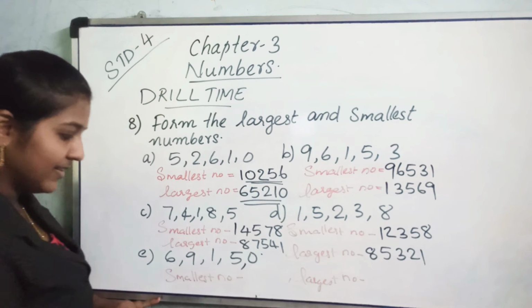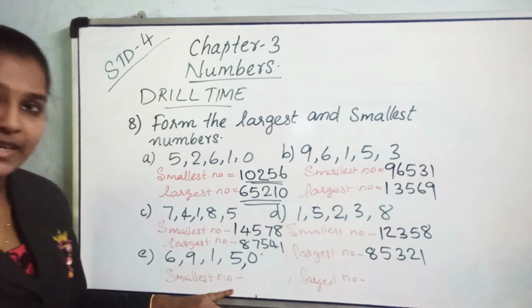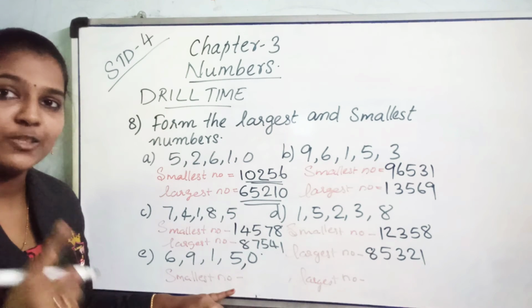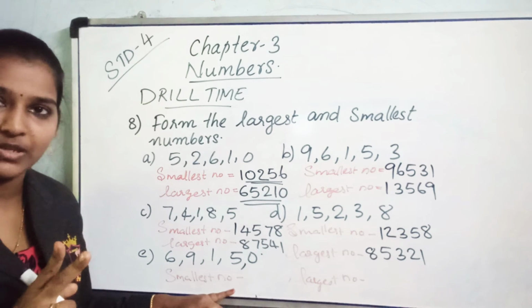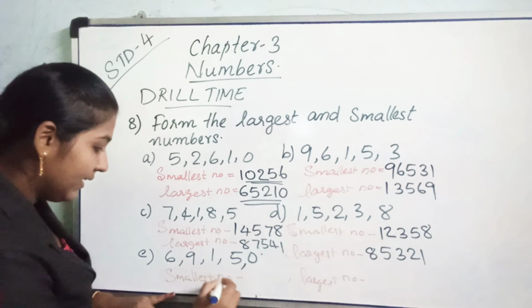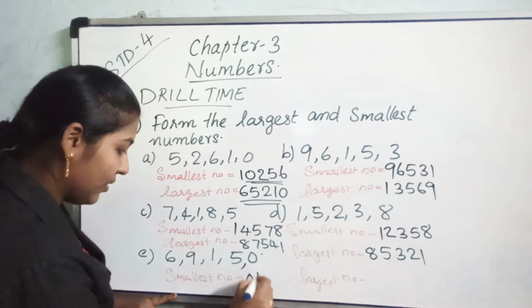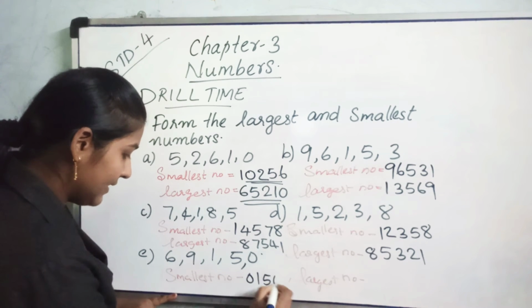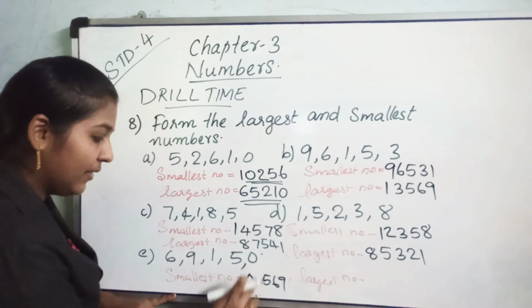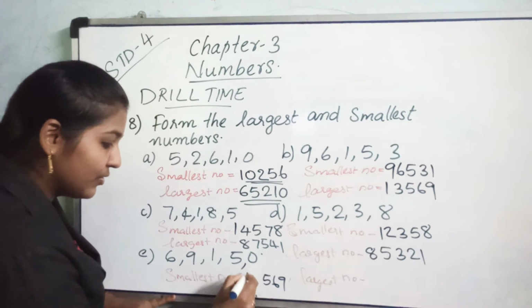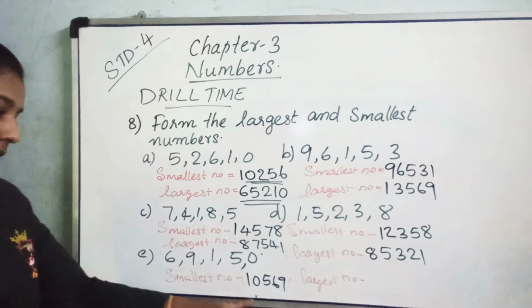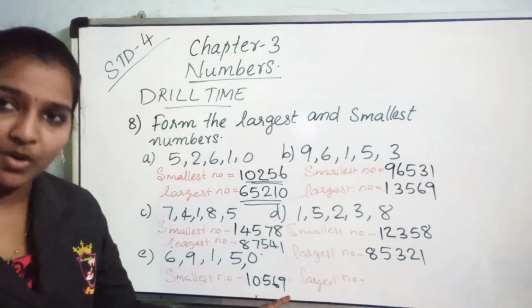69150. Here the digit 0 comes. So, when we are writing the smallest number, you have to interchange the position of the first and second places. Here we can write 0, 1, 5, 6, 9. But we have to interchange 0 and 1. So, 1, 0. So, 10,569 is the smallest number.